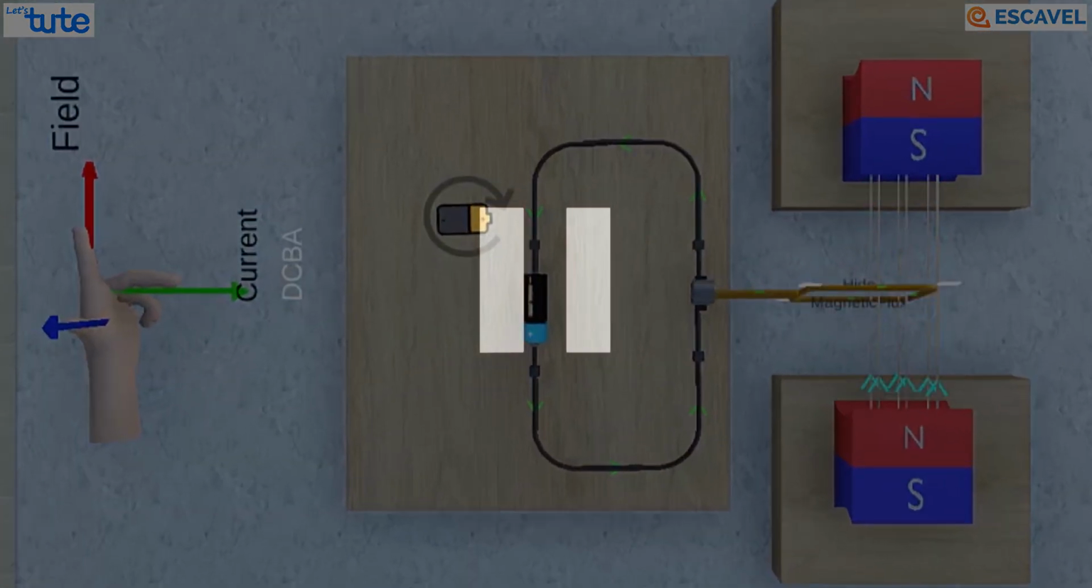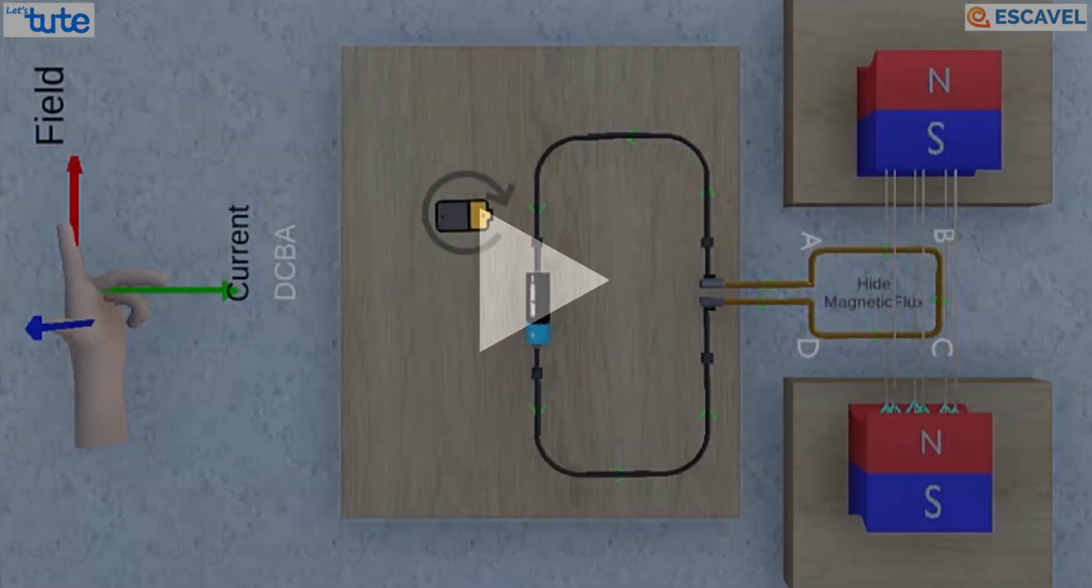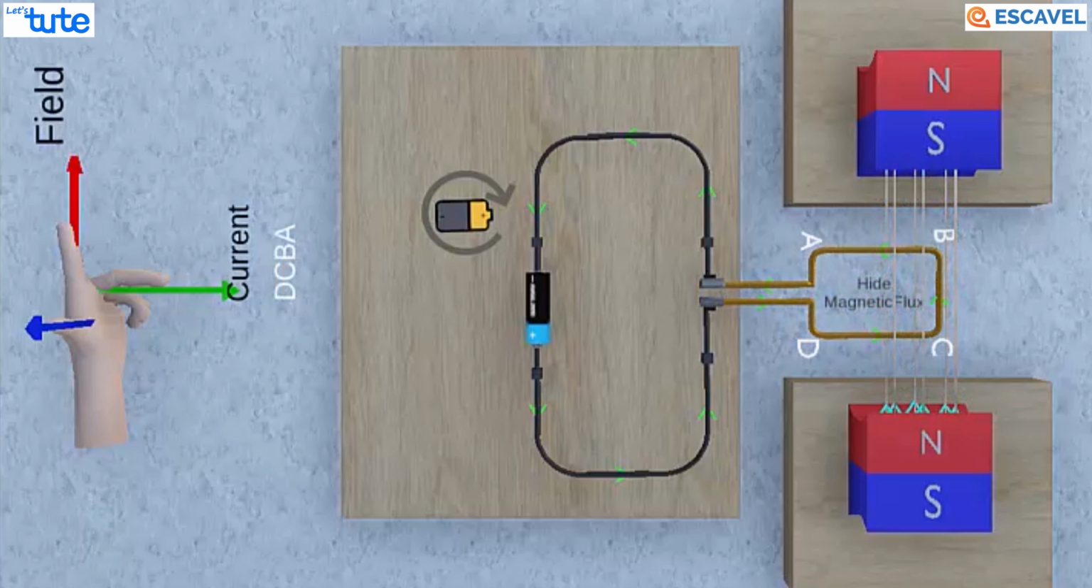Let's pause the simulation to understand the flow of the current better. Now let's have a look at the arm CD. The flow of the current is like this. Now first consider the index finger pointing in the direction of the magnetic field. Now outstretch the middle finger pointing in the direction of the current flowing through arm CD.